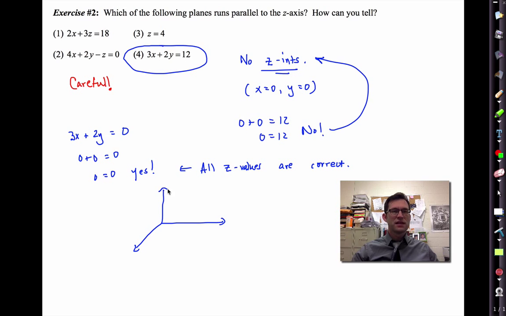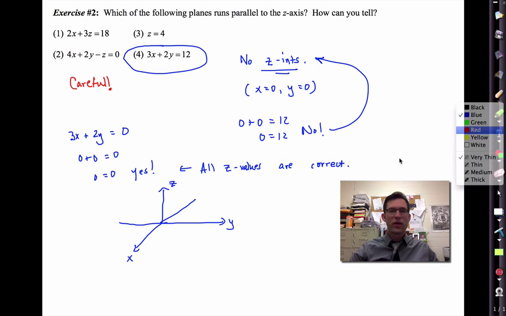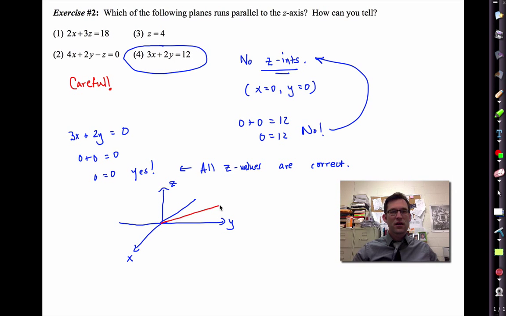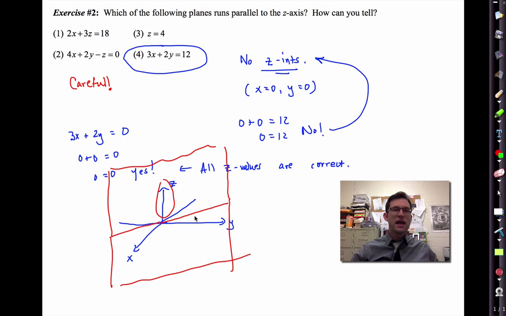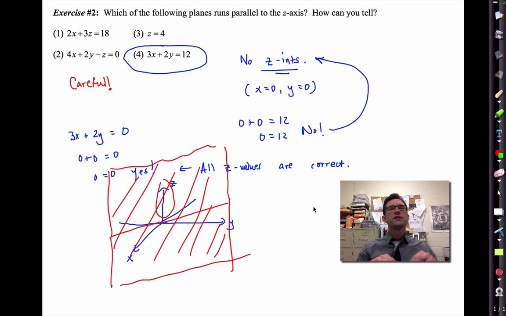actually contains the z-axis. It looks something like this. I'm going to kind of extend this a little bit. X, Y, Z. I'm going to go in a different color. I'll go to red. Basically, what it looks like is it kind of looks like this. All right. And of course, it extends downward as well. I'd encourage you to try it on another graphing program. Literally, the z-axis lies in this plane. So we wouldn't want to say that it runs parallel to the z-axis.